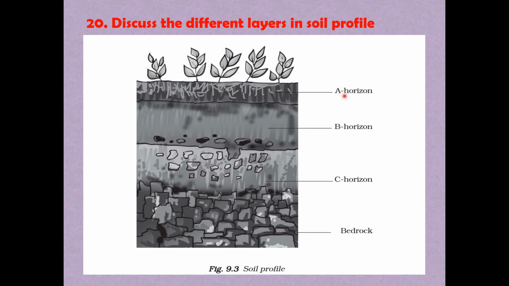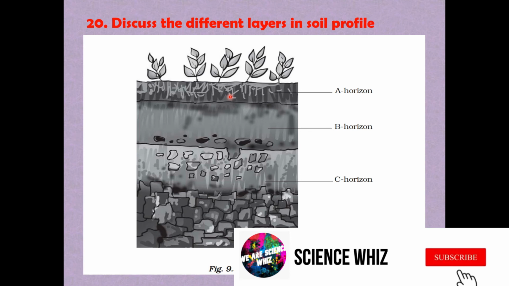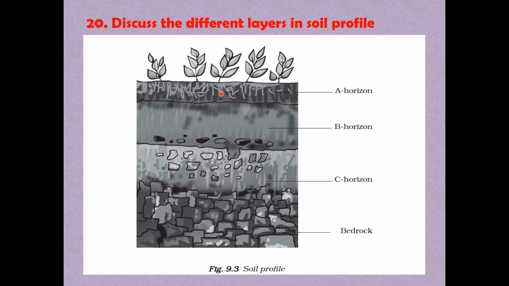Let's learn in detail. A horizon, known as topsoil, is the uppermost layer of the soil and its color is dark. Why is it dark? Because it is rich in minerals and humus. This layer is soft, porous and holds more water than other layers. It is more fertile and the plants get nutrients and water. So this topsoil is needed for the growth of plants. You can observe the plant over here.